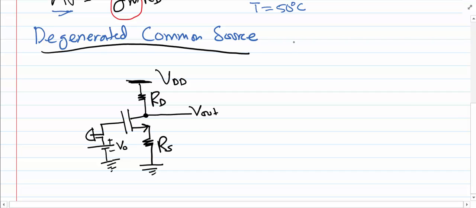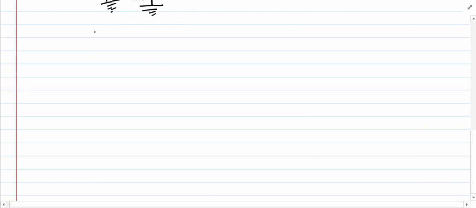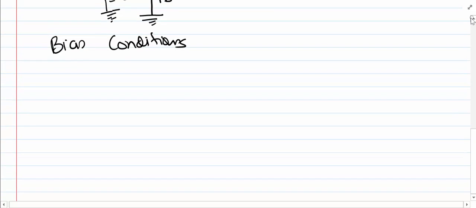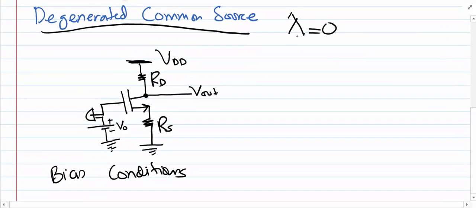In this analysis, we just presume that there is no channel length modulation, so lambda is equal to 0. Now this is just assumed to make the analysis simpler. We can always have the case where lambda is non-zero. So let's move on and try to do the analysis of this degenerated common source stage. First thing first, we have to see the bias conditions for this circuit. I think it would be better if I just move my page a bit up and do the analysis on this side.